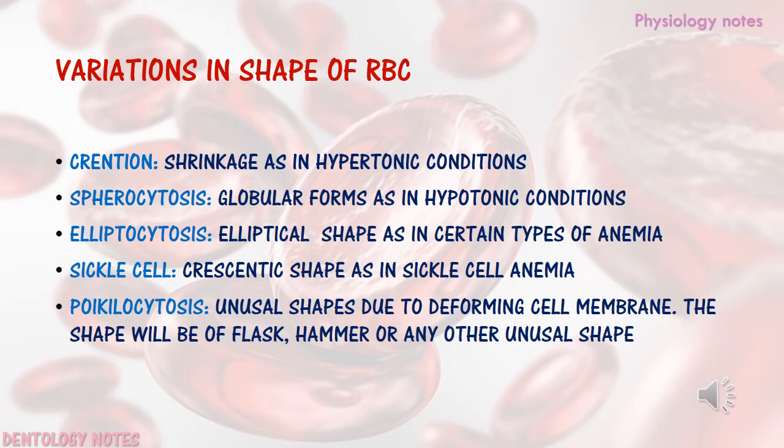Variations in shape of RBC. Crenation, shrinkage as in hypertonic conditions. Spherocytosis, globular forms as in hypotonic conditions. Elliptocytosis, elliptical shape as in certain types of anemia. Sickle cell, crescentic shape as in sickle cell anemia.